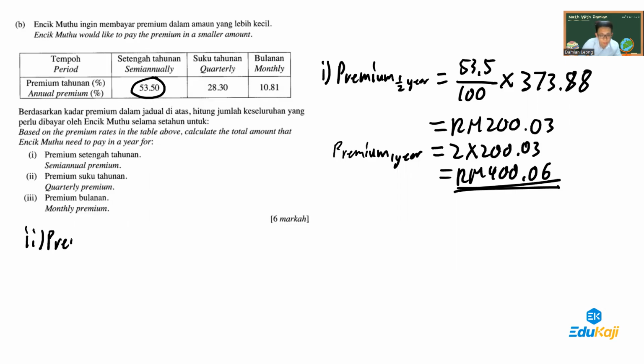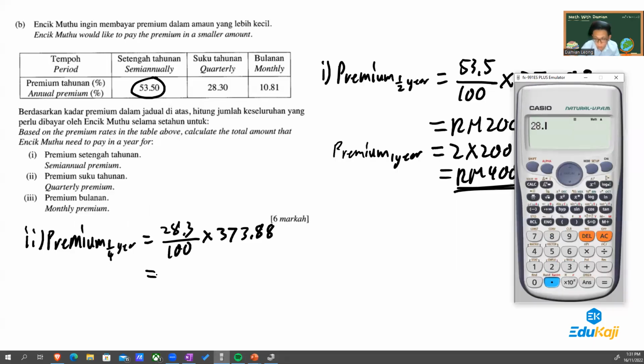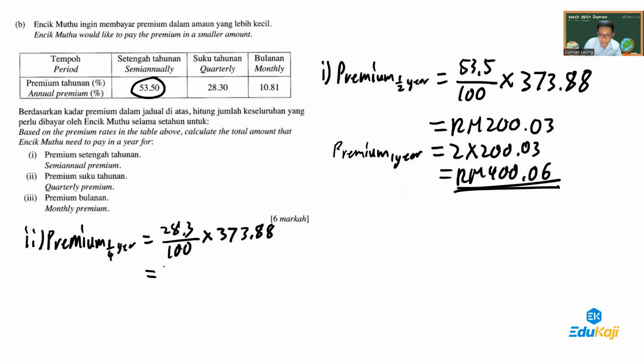Premium for the second one, quarterly premium. Premium in a quarter of a year: 28.3% times, again, 373.88. 105 ringgit 81 cents.